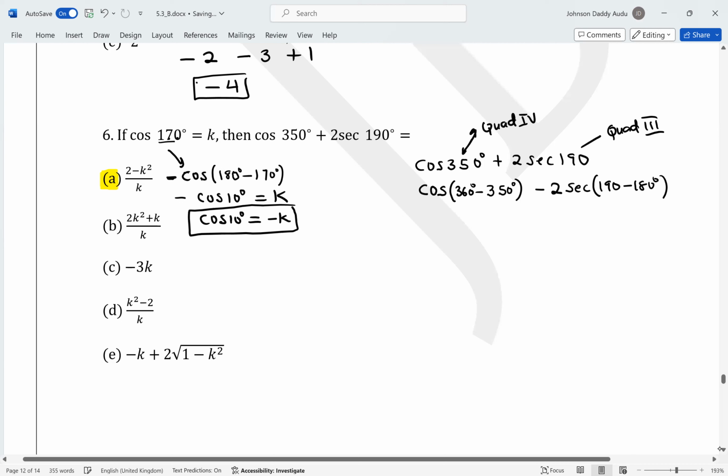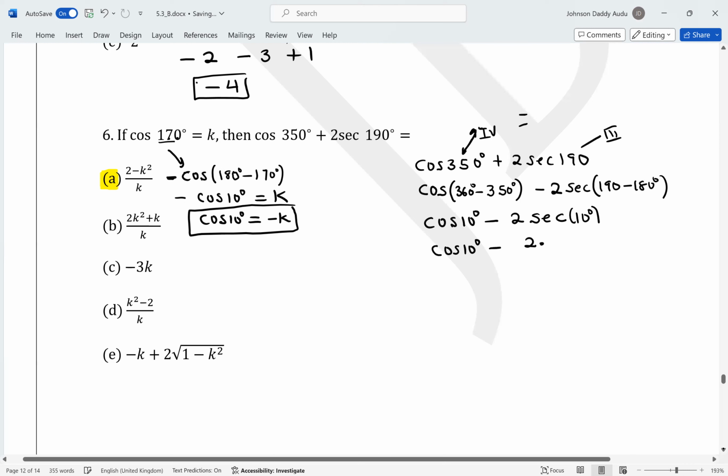Okay. Yes, you can just use 1 for IV. And this is in quadrant 3. Okay. So now what do we have here? So this is cosine of what? 10 degrees minus, this is 2 sec of what? 10 degrees. Okay. And now this is the same thing as cosine 10 degrees minus, what is 2 sec?